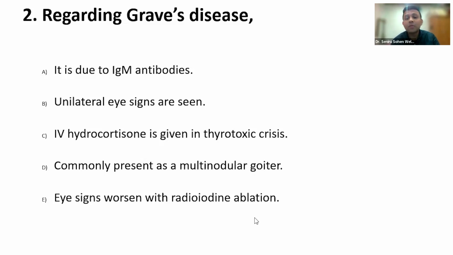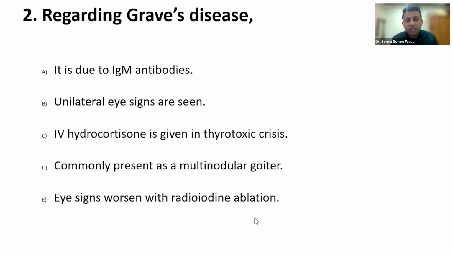This type of antibody is mainly the TSH receptor antibody that is an activating antibody, and they are of the IgG variety compared to the IgM variety. Because they are IgG antibodies, they have the potential to cross the placenta. If a mother has Graves' disease, you can have goiter or even Graves' disease in the fetus or in the neonate due to the transplacental passage of IgG antibodies. So this first statement is false.